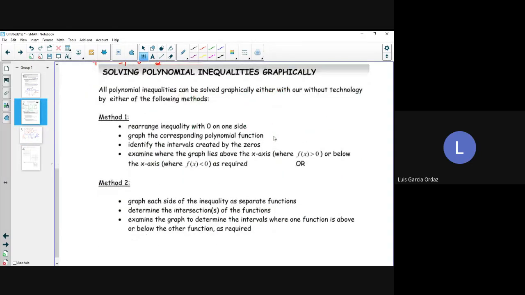When we're solving polynomial inequalities graphically, like usual, make one side 0. Factor out the polynomial, and then when you graph it, examine where the graph lies either above or below the x-axis. Or you can graph each side of the inequality as separate functions, determine the intersections of the functions, and then examine the graph to determine the intervals where one function is above or below the other, as required.